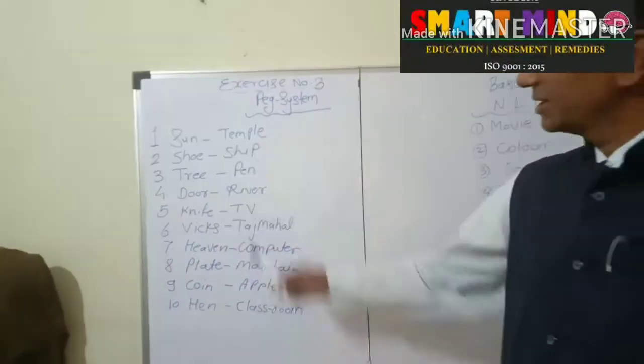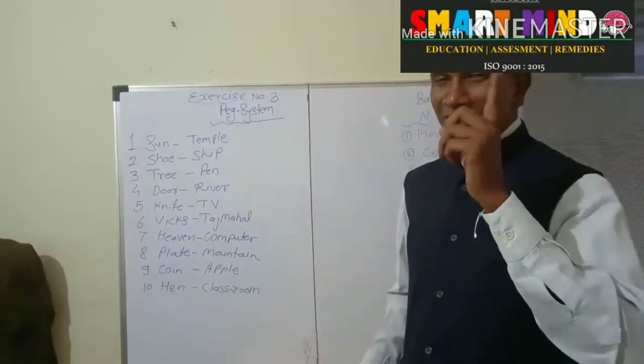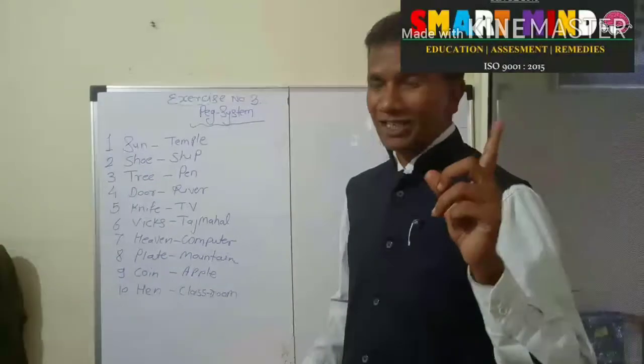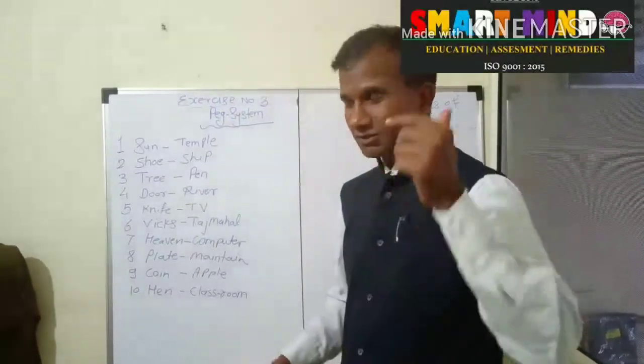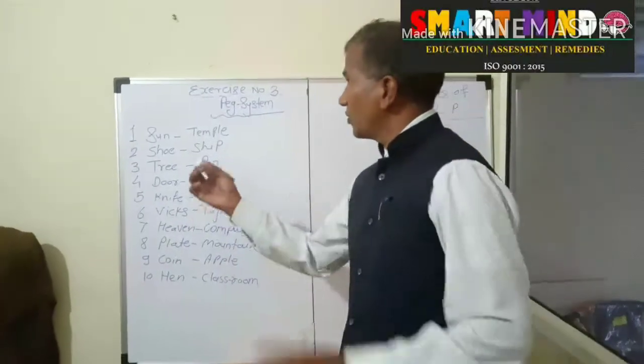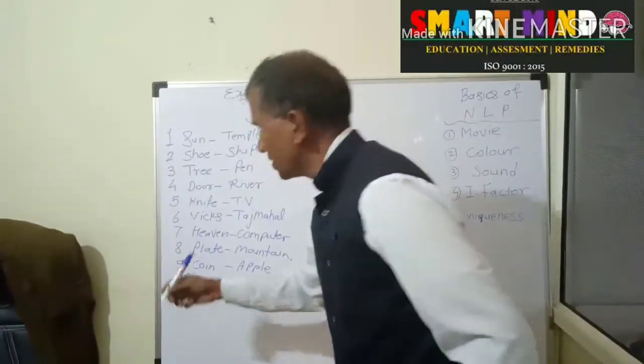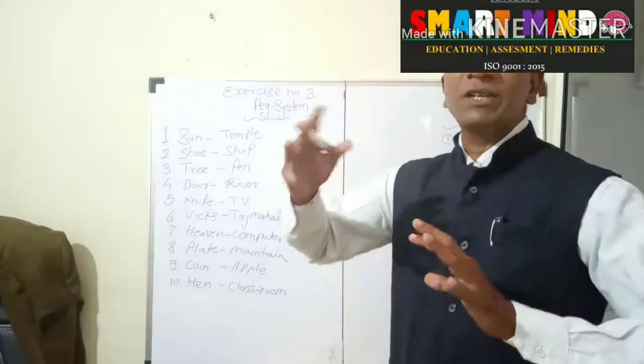What is in that? PEG system. I am thinking not that PEG system. Okay, this PEG system is different. What is the PEG system in this exercise? Now I am giving the PEG of these numbers. In simple words, it's rhyming words.